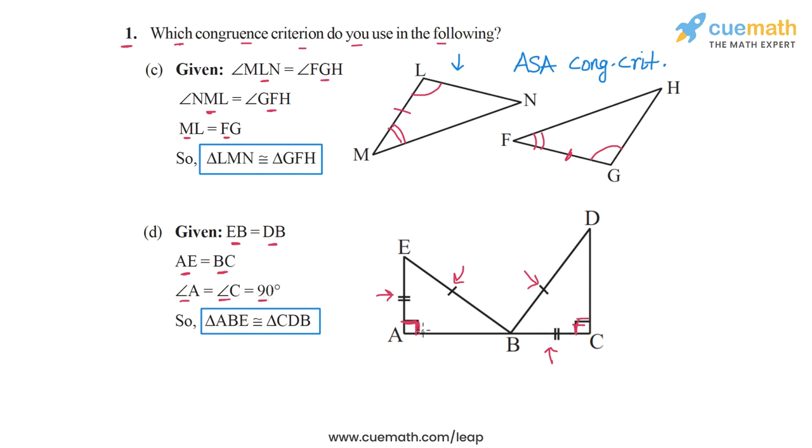So we see that both of these triangles are right angle triangles, and the hypotenuse and one side of triangle ABE are equal to the corresponding hypotenuse and side of the second triangle. This means that the RHS congruence criterion can be applied to make this claim of congruence between the two triangles. So that completes question number 1.